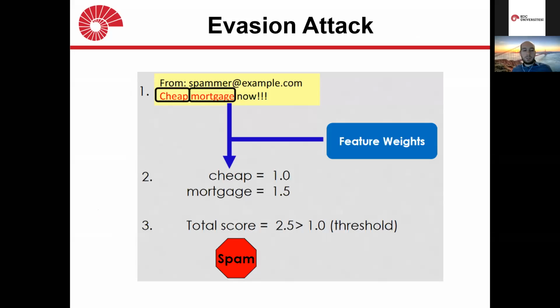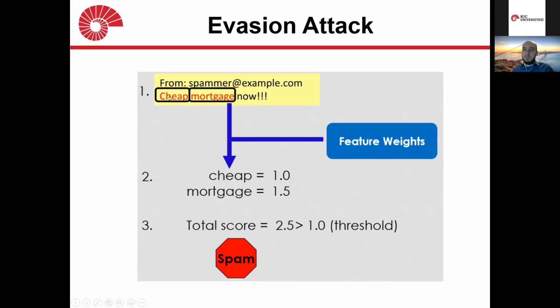So last, I will just give a brief demonstration of what I mean by an evasion attack. Let's say that we build a machine learning model that takes an email and tries to figure out if it is spam or not. Our simple model looks at the contents of the email. Here, the contents say, "cheap mortgage now."